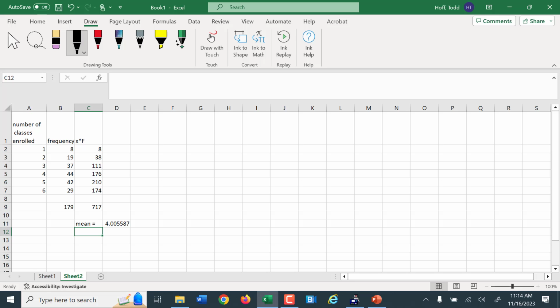That is everything I wanted to do for this section. We'll do section 3.2 on measures of variation or spread in a little bit.